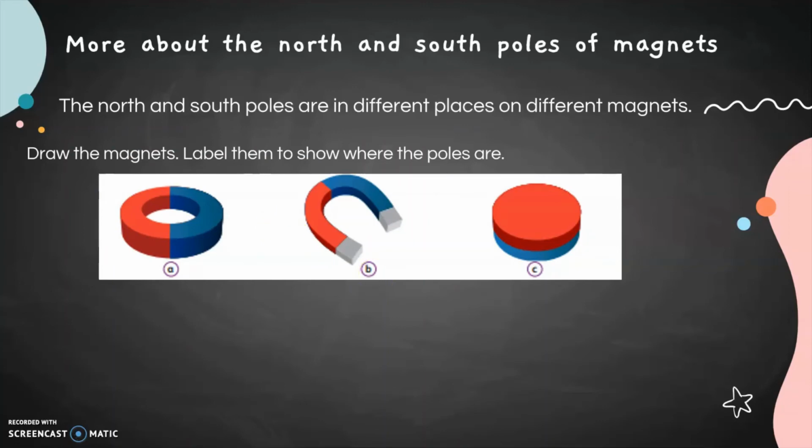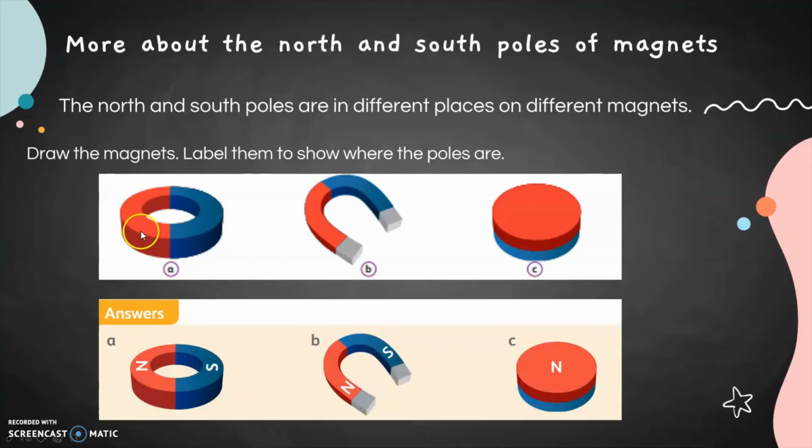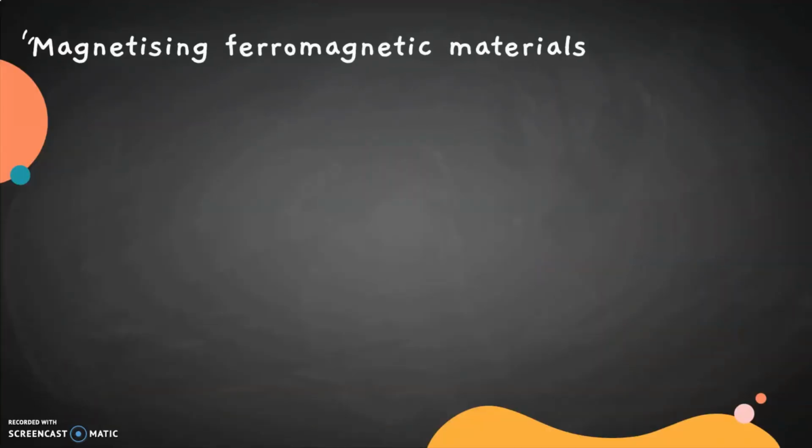Finish. Now, this is the answer. The red color is north and the blue or gray color is south, like this. Finish. Okay. Next, about magnetism.